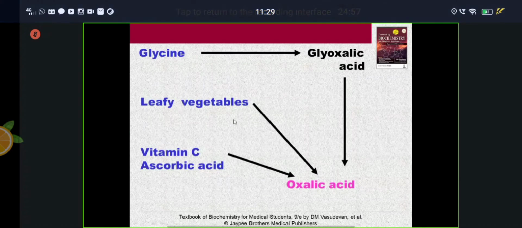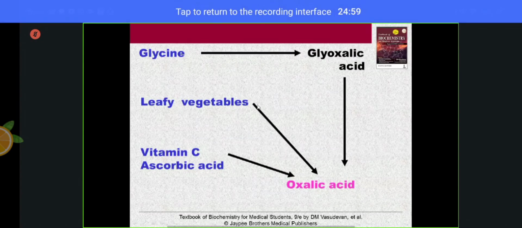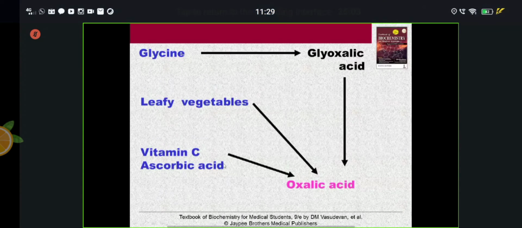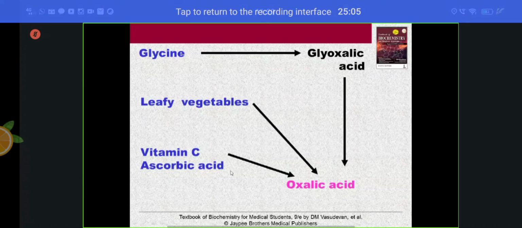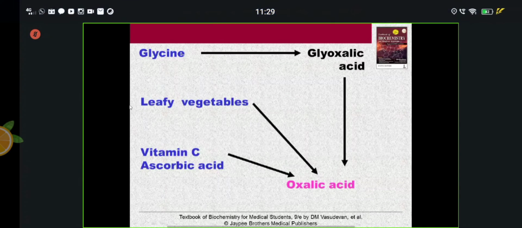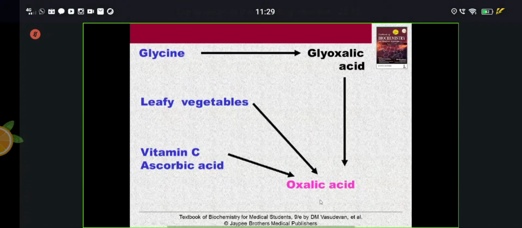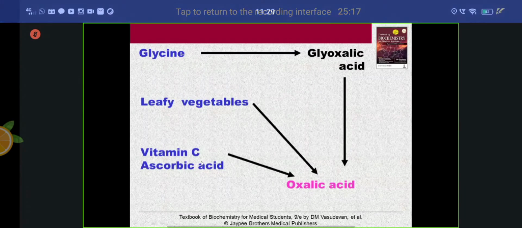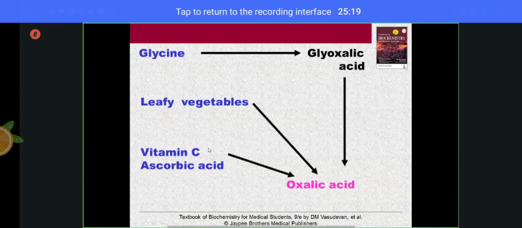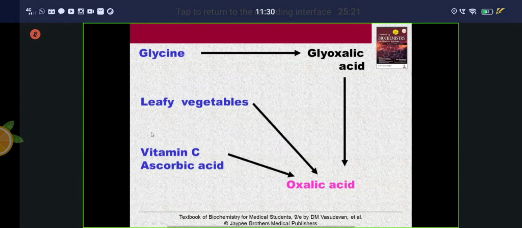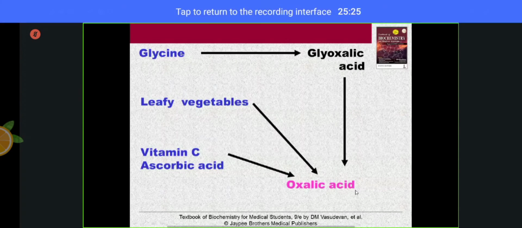Leafy vegetables, all of you know the spinach, and vitamin C, ascorbic acid, which is being taken in large amounts in this COVID era, all that contains a lot of oxalic acid. So the person has a lot of oxalic acid, and it is advised to take a lot of water. Anybody affected with COVID taking a lot of vitamin C, we are advising them to take a lot of water. Why? To prevent the oxalic acid accumulation.